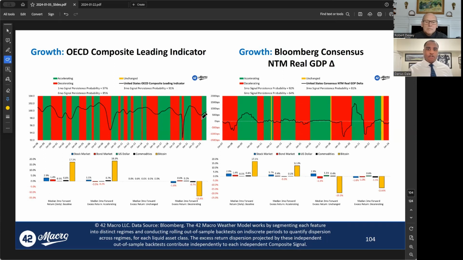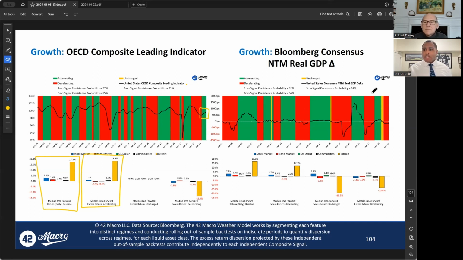And so right now we're currently in a positive regime, or an accelerating regime, for the OECD composite leading indicator. And that historically has produced positive excess returns for risk assets. What you see here in these back tests in the second half of the chart are excess return back tests relative to a rolling 3-month forward baseline of returns in these particular asset classes. So you're typically getting positive excess returns for stocks, commodities, and Bitcoin when growth is accelerating, and negative excess returns relative to that baseline for the bond market and for the US dollar.